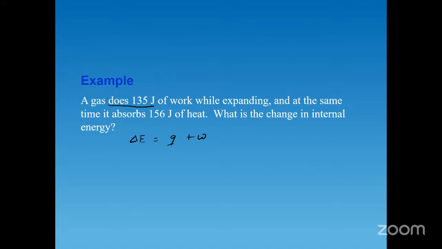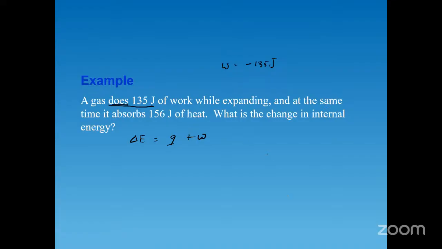So when it says does, what does that mean? It means that W is negative. So W will be equal to minus 135 joules, right? Because the system is doing the work and therefore will lose that amount of energy.